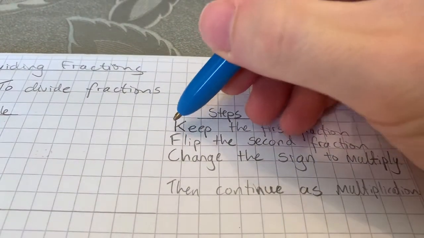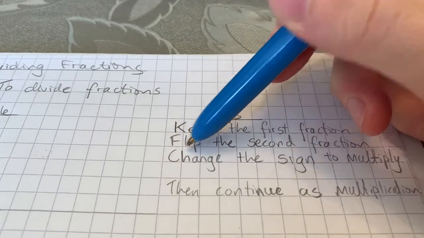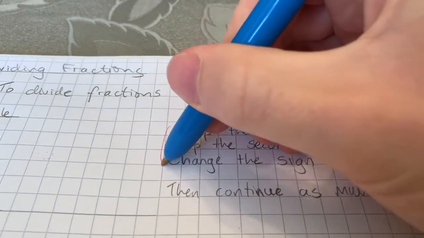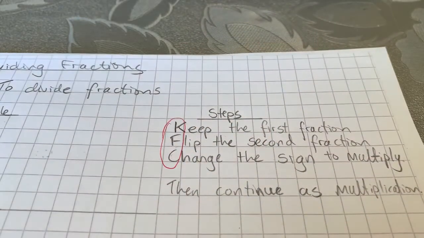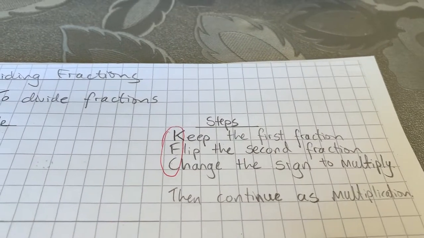This is KFC. Keep the first fraction the same, flip the second fraction, change the sign to multiply. KFC. Hopefully that's easy to remember. Once you've done that, you then continue with a multiplication question.